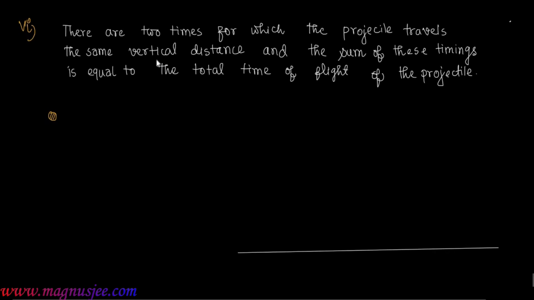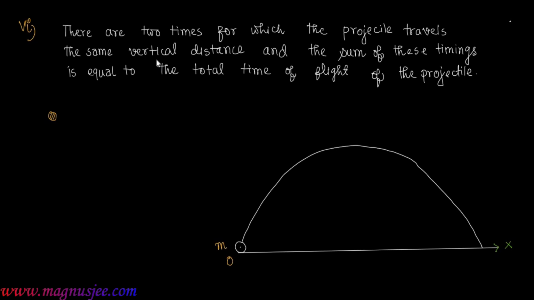This is the horizontal direction, and a projectile of mass m will be thrown from the point O, and OX is the horizontal direction. It will describe this type of parabolic path, and the projectile describes this type of parabolic path.